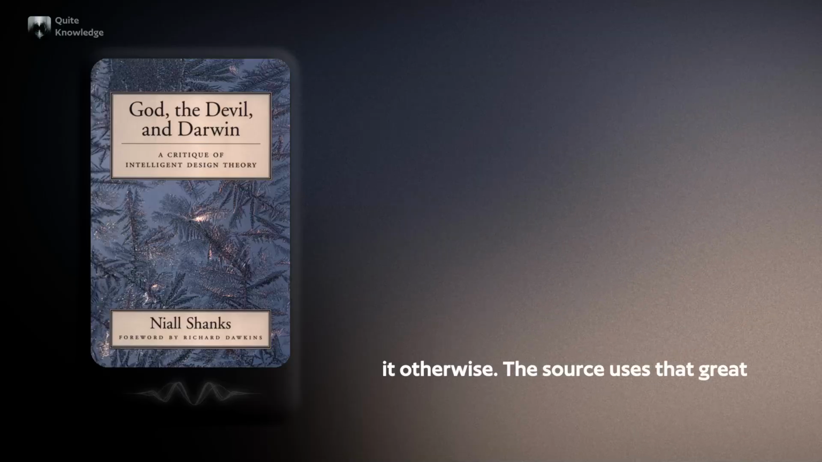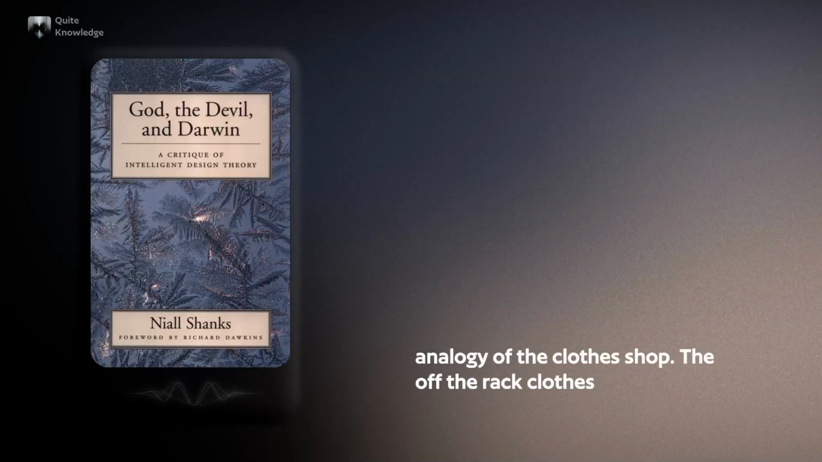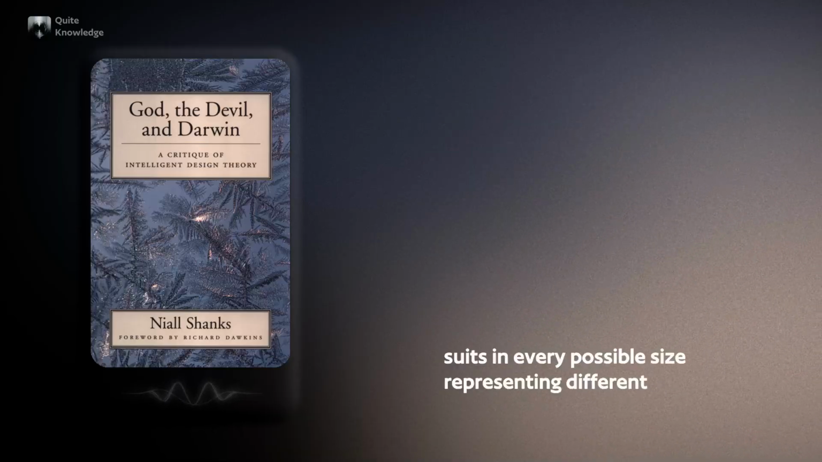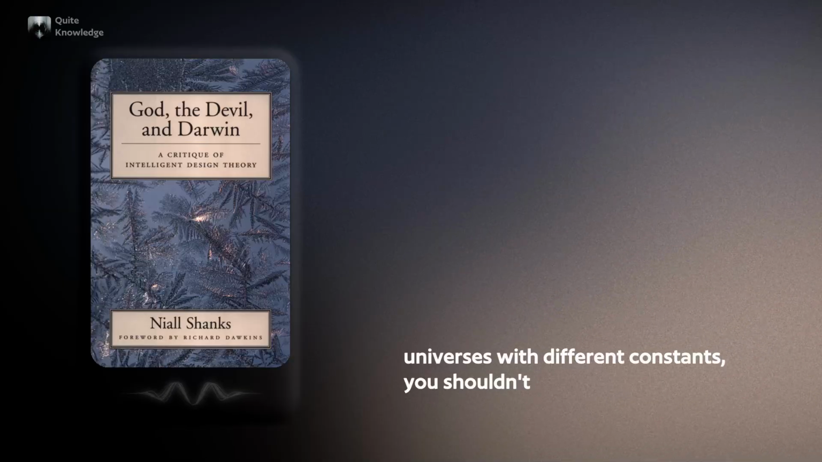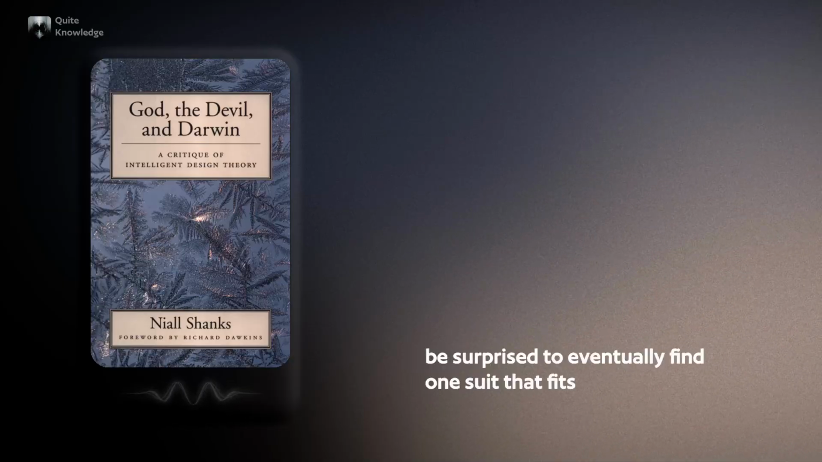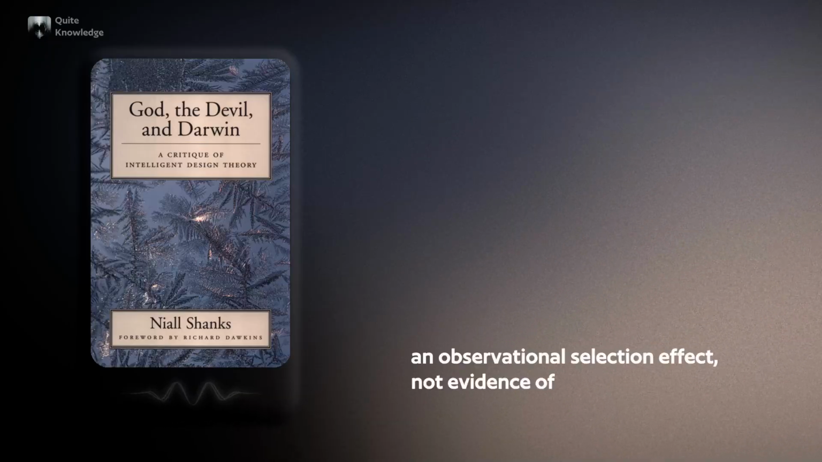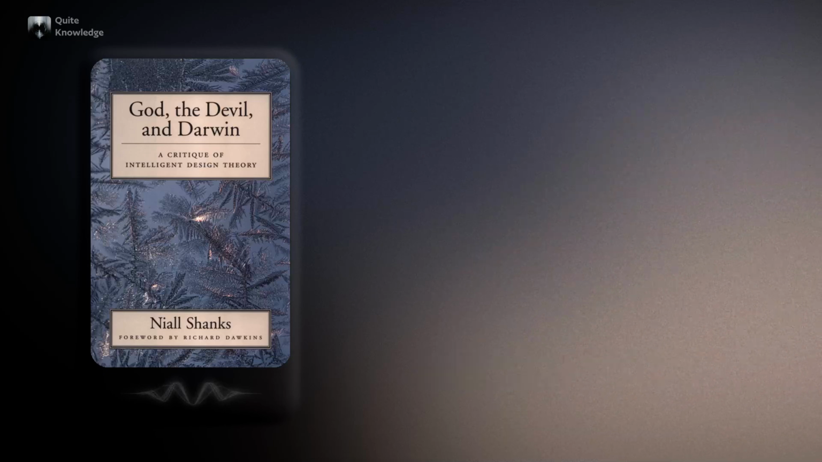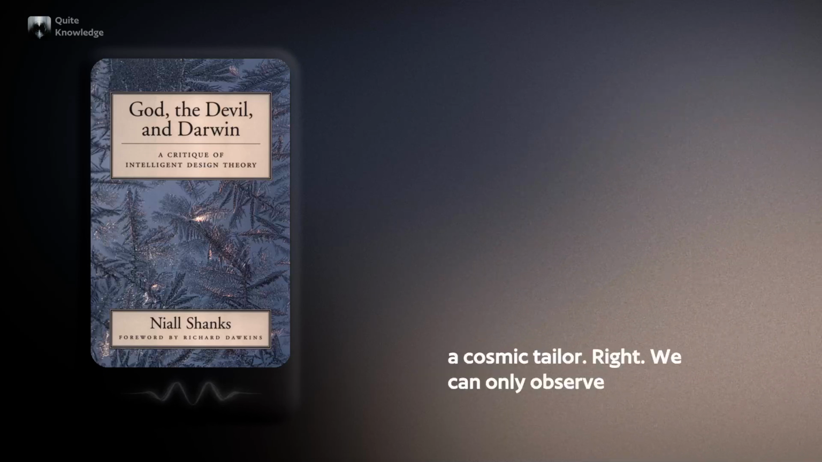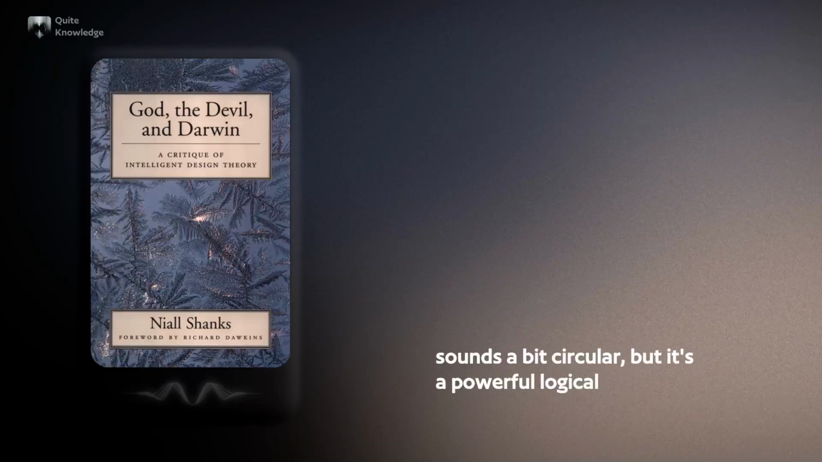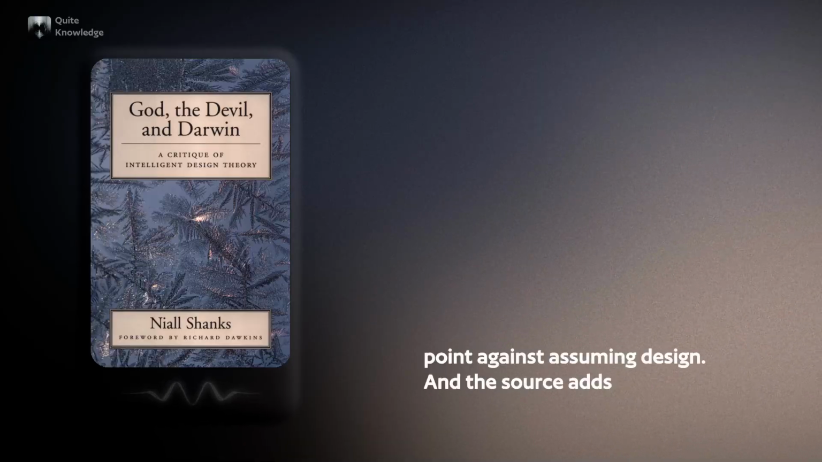The source uses that great analogy of the clothes shop. The off-the-rack clothes shop, yeah. If the shop has a huge stock of suits in every possible size, representing different universes with different constants, you shouldn't be surprised to eventually find one suit that fits you perfectly, our life-friendly universe. It's an observational selection effect, not evidence of a cosmic tailor. Right. We can only observe a universe capable of producing observers. It sounds a bit circular, but it's a powerful logical point against assuming design.